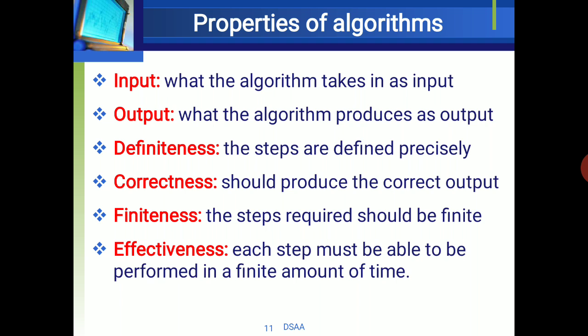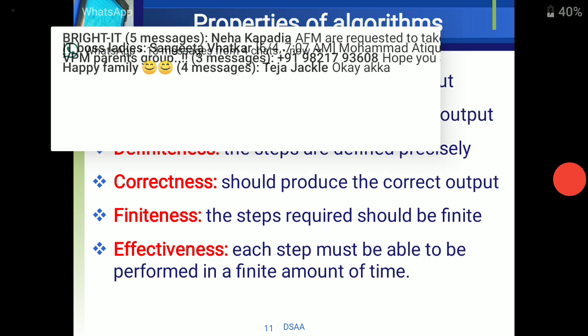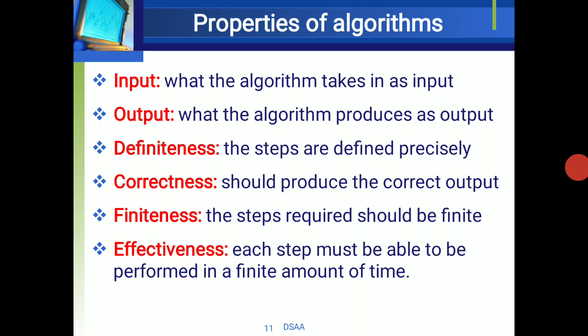And next is effectiveness. Each step must be able to be performed in a finite amount of time. It should be effective; effective results should be given. So these are the properties of an algorithm.